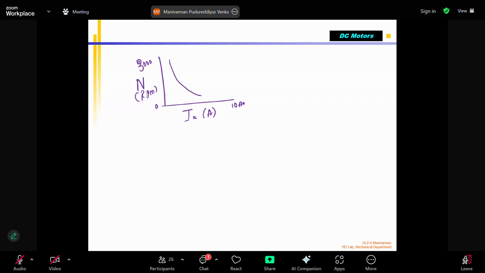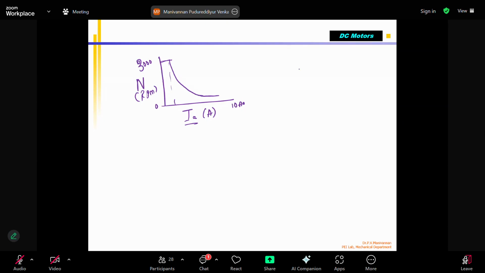You can see that the speed is initially very high. That's why I told you to be very careful. When current is low, at lower current, the speed is maximum. As the current increases, IA increases, the core gets saturated, then the speed will start dropping. As you increase the current in the series motor, the speed will drop. At low current, that means you apply voltage, speed will be maximum. So that's why I say, without load, don't switch on.